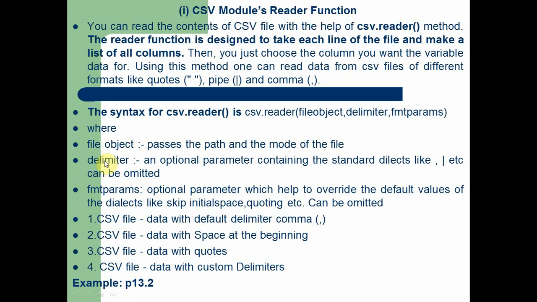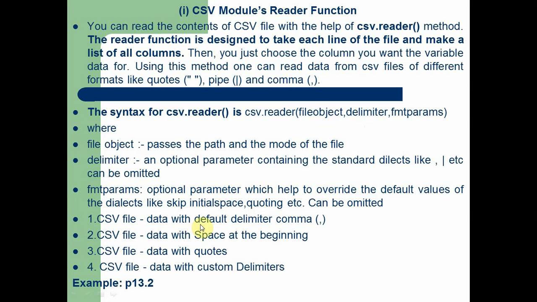The second parameter is the delimiter, where we mention how the data are separated, how the columns are separated, and what symbol is used in the CSV file. That may be comma, space, or pipe symbol. We mention it in this second argument, the delimiter. The third one is fmtparams. This is an optional parameter which helps to override the default values of the dialects, like skipinitialspace, quoting, etc. So these are the three important arguments of the reader. One is the file object, where we mention the file name. Second is the delimiter, where we mention the delimiter symbol. Third is optional, fmtparams, where we can use skipinitialspace or quoting, etc.